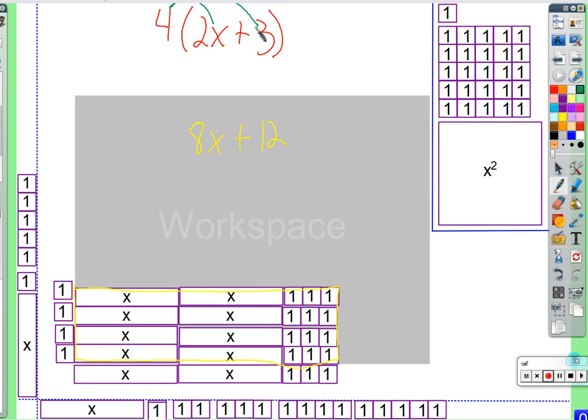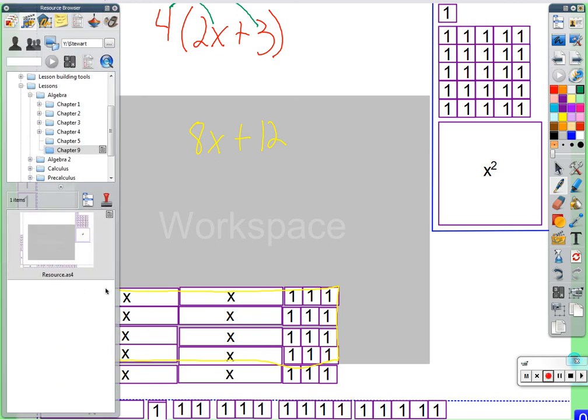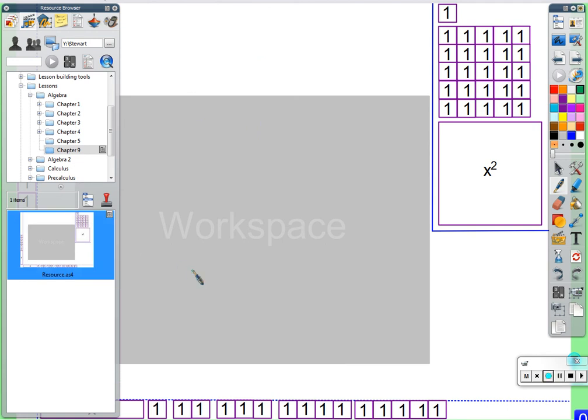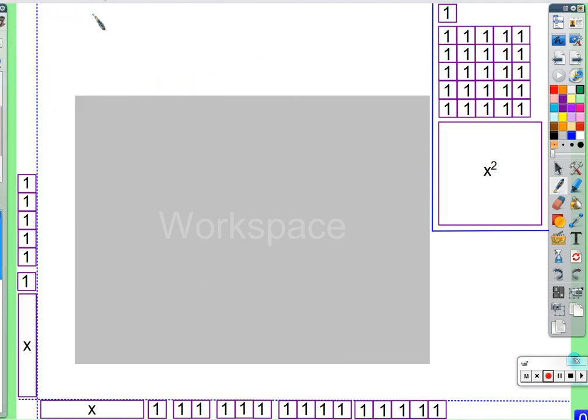Okay. Now let's do something a little more cool. All right, let's do 3 times x squared plus 2x plus 2. I'm going to do this one right. Three. Oh, okay.